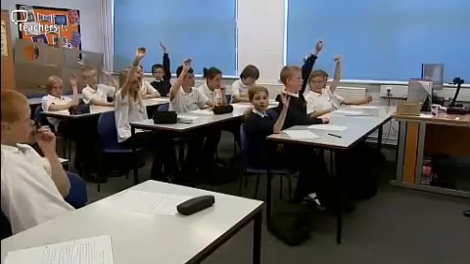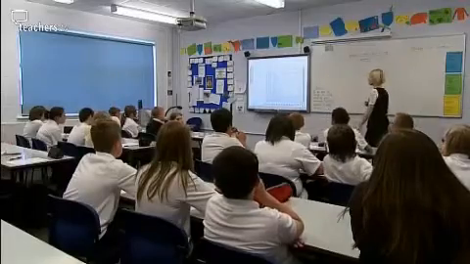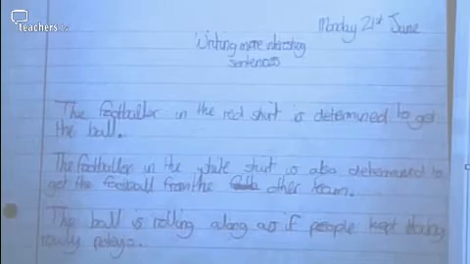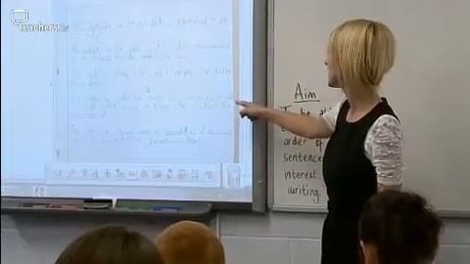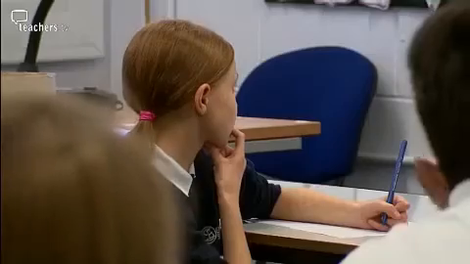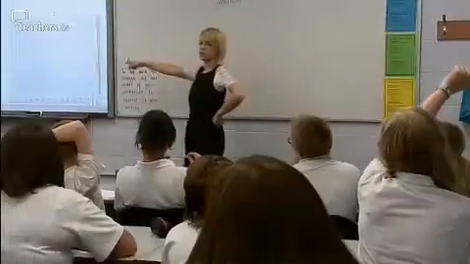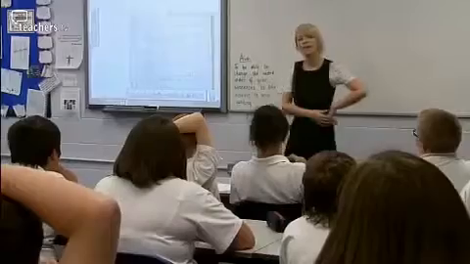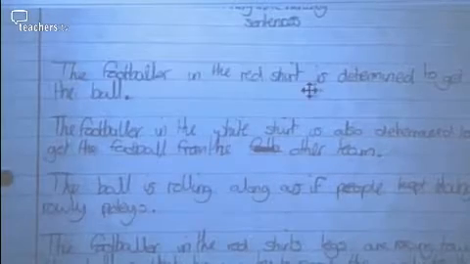Okay, I think I'm going to have Joe read out the first one, and you read out the next one, all right? The footballer in the red shirt is determined to get the ball. The footballer in the white shirt is also determined to get the football from the other team. Has anyone noticed something about some of Jamie's sentences? Who spotted a bit of a pattern with some of Jamie's sentences? Go on, Martha. Most of them start with the footballer. The software makes it easy to select and pull out sentences from the students' work.